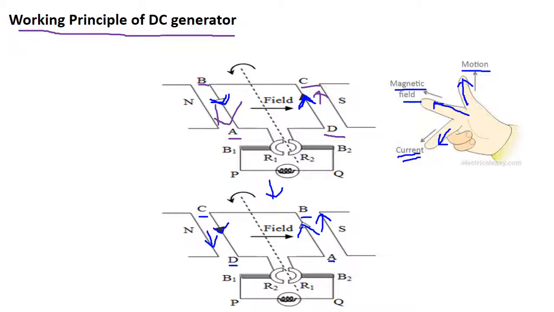The two half split rings R1 and R2 rotate with the coil and touch the two carbon brushes B1 and B2 one by one. As a result, each carbon brush continues to have the same polarity. The brush B2 always remains the positive terminal, and the brush B1 remains the negative terminal. The current so produced is called direct current.